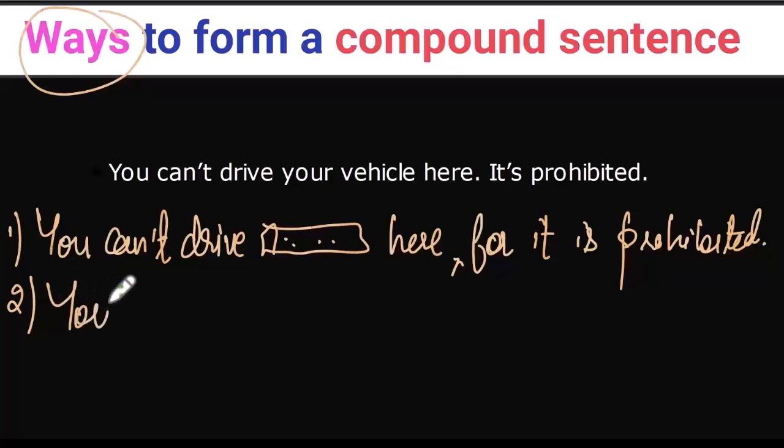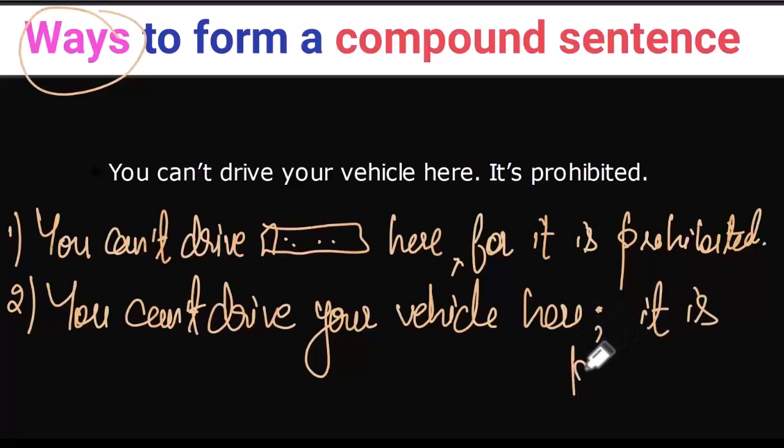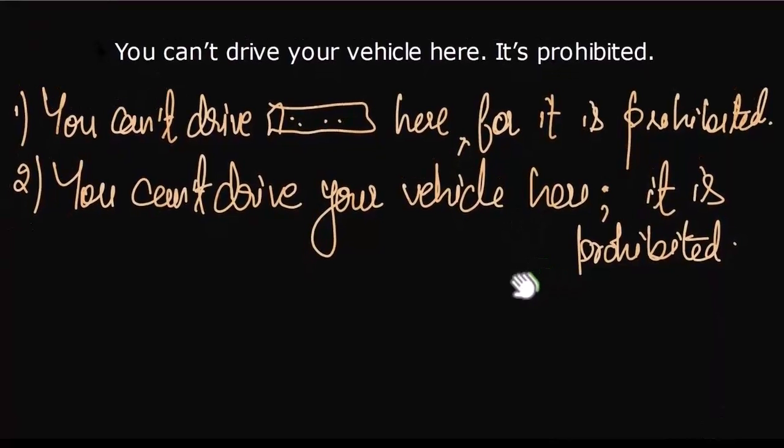So I'll say, you can't drive your vehicle here. Okay, let's not be lazy, let's write it. You cannot drive your vehicle here, your car here, semicolon. This is a semicolon. It is prohibited. Okay, so this is the second way of forming a compound sentence.